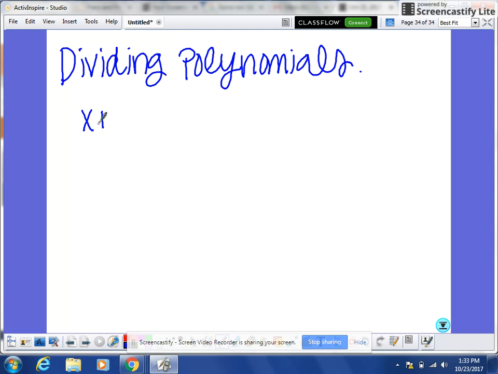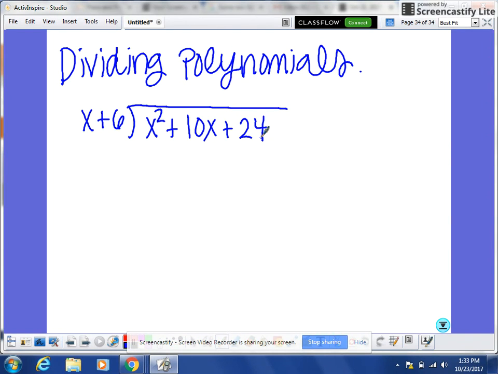We're going to do x plus 6, and we are dividing that into x squared plus 10x plus 24. All right, so I'm just going to look at the first term of my divisor and see how many times it divides into the first term of the dividend. So x squared divided by x. Let's look at that off to the side real quick.